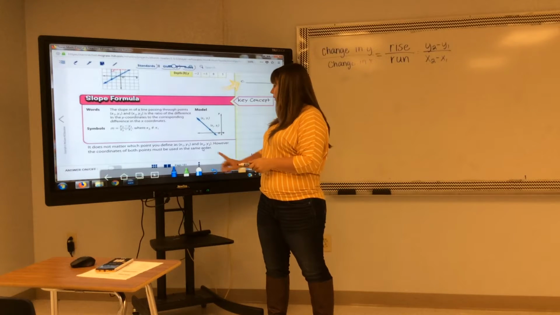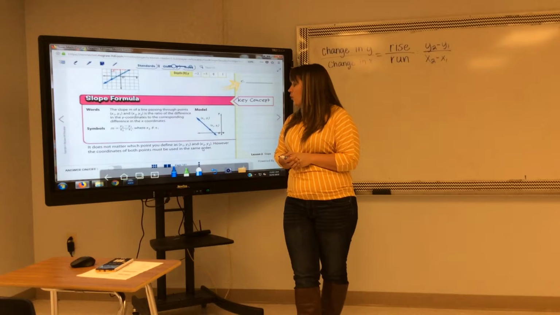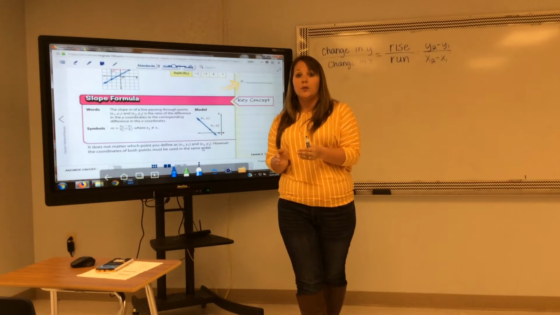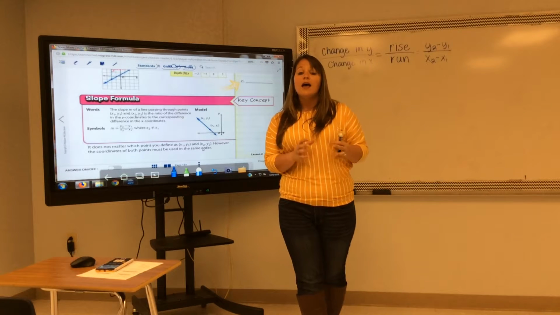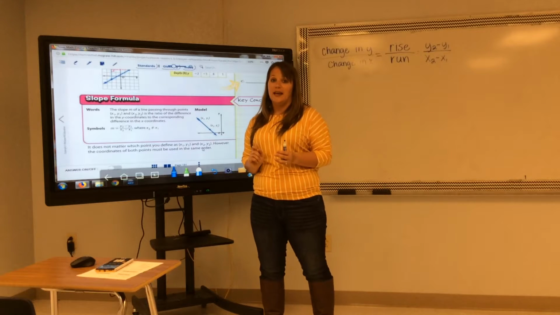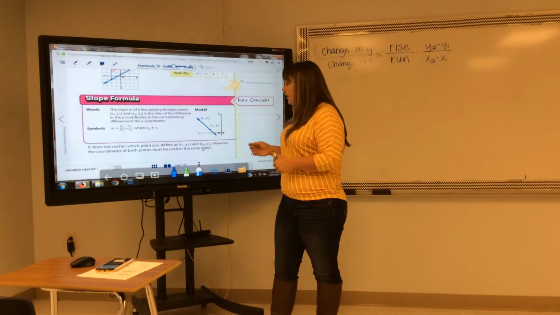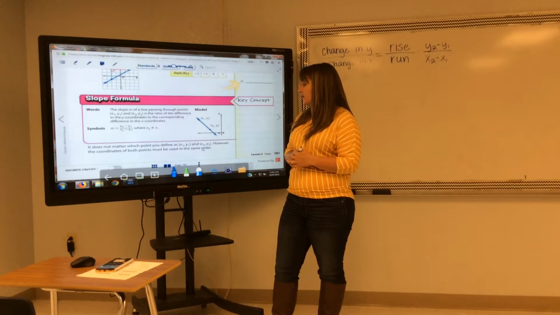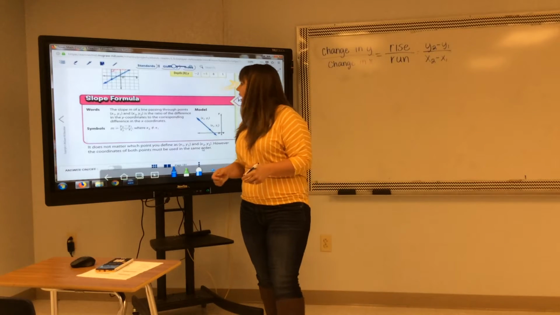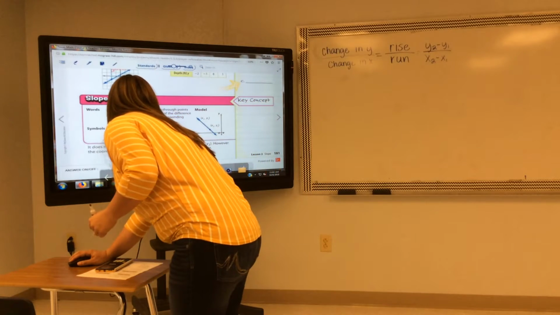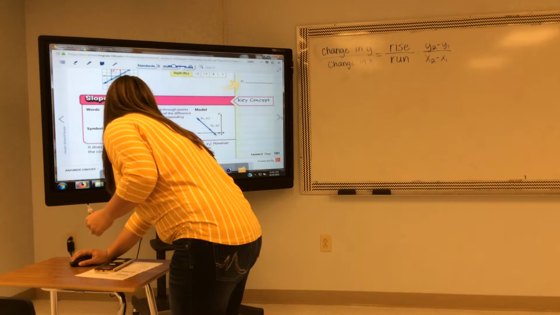Something that is very important right here is it does not matter which point you define as your first point or your second point, as long as you keep that point together. So the coordinates of both points must be used in the same order. So let's look at an example real quick, and I'll show you what will be required from me.